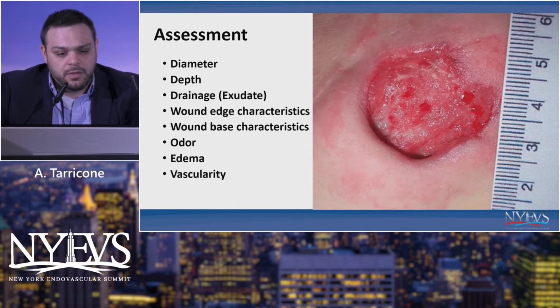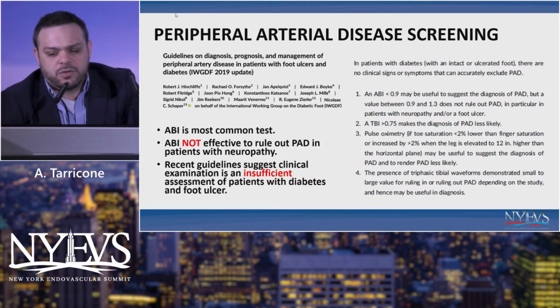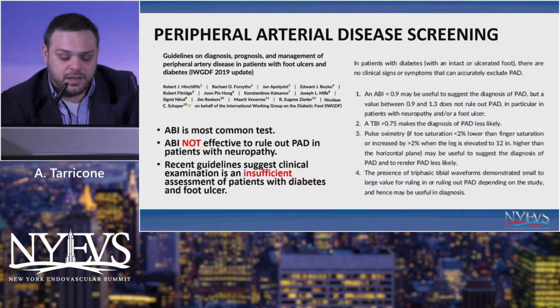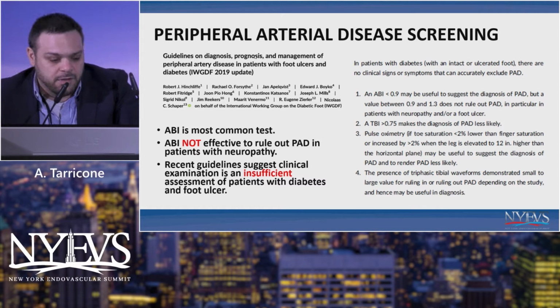And vascularity here is a very important thing, and we're going to talk about the International Working Group Diabetic Foot Guidelines coming up. And these are important because it actually says that there's no clinical signs or symptoms that can accurately exclude PAD. And ABI is the most common test to screen for PAD. However, it's not effective to rule out PAD in patients that have neuropathy, and many of the patients that have neuropathy will be the ones to develop these ulcers. So it's not enough just to get an ABI or to say, oh, okay, I feel the pulses, the patient doesn't have PAD. It's really important to keep your clinical suspicion high, and the guidelines here tell us that even if you have a normal ABI, if you're suspicious, you should really send it out and be very diligent to avoid the negative outcomes we saw previously.